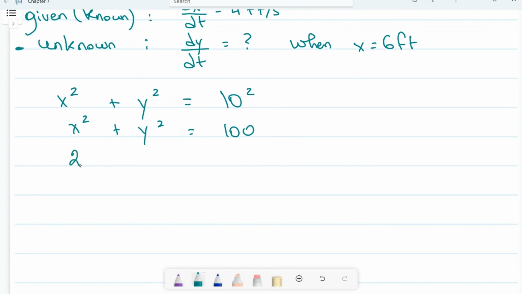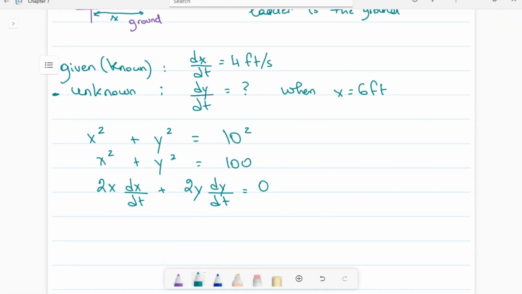If I were to differentiate it, I get 2x. And don't forget, because we have no t in here, and we are differentiating with respect to time, don't forget to multiply it by dx dt. Same for the y, we get 2y, and we multiply it by dy dt. Now the derivative of 100 is a constant, so the derivative is 0.